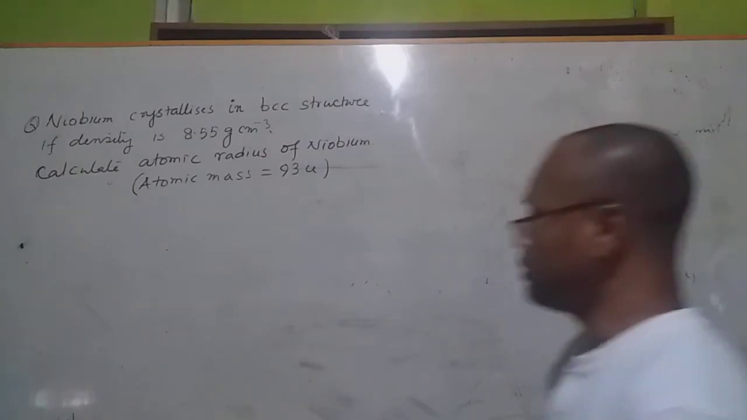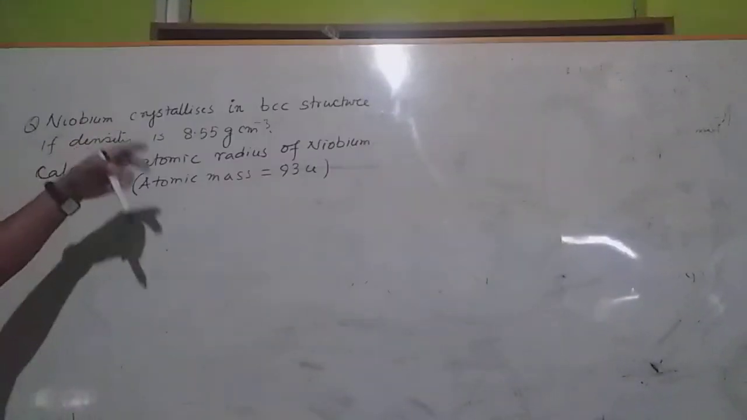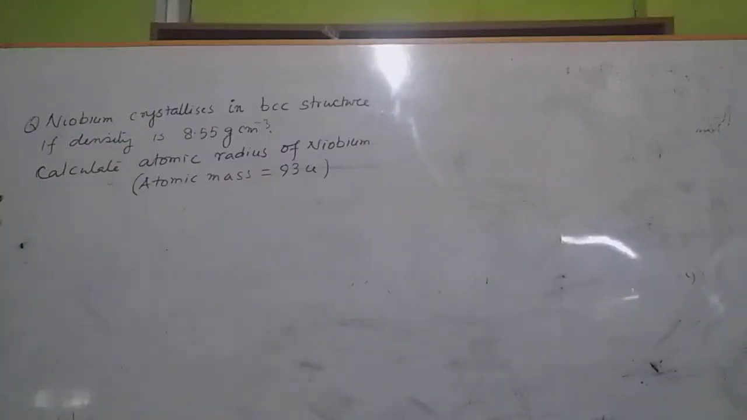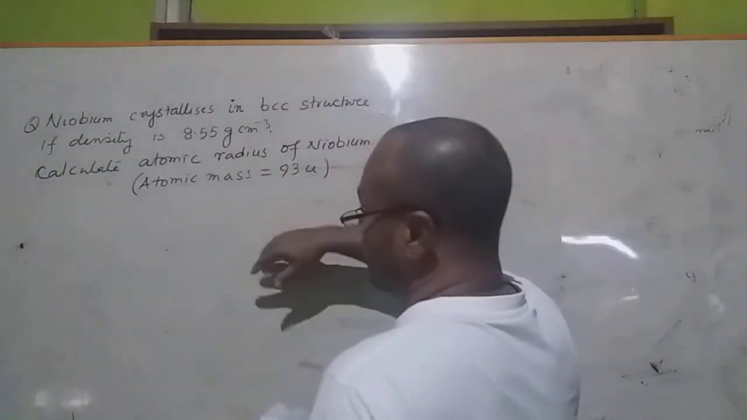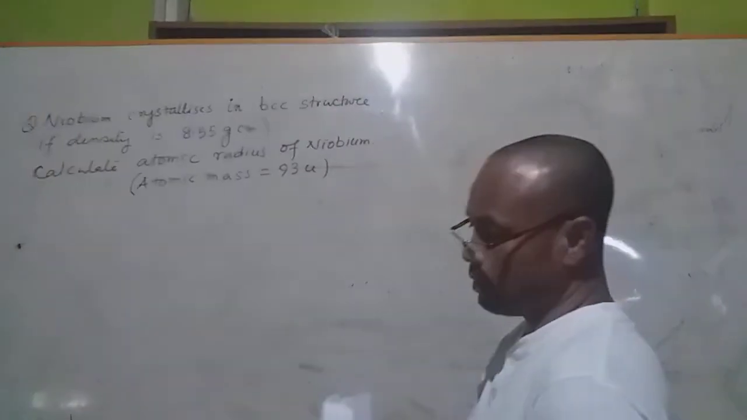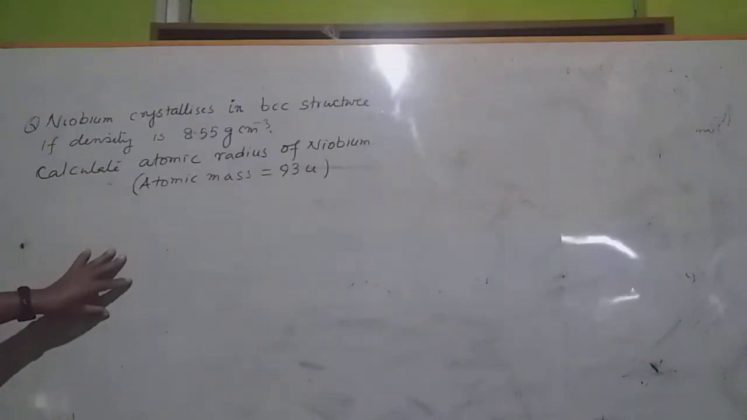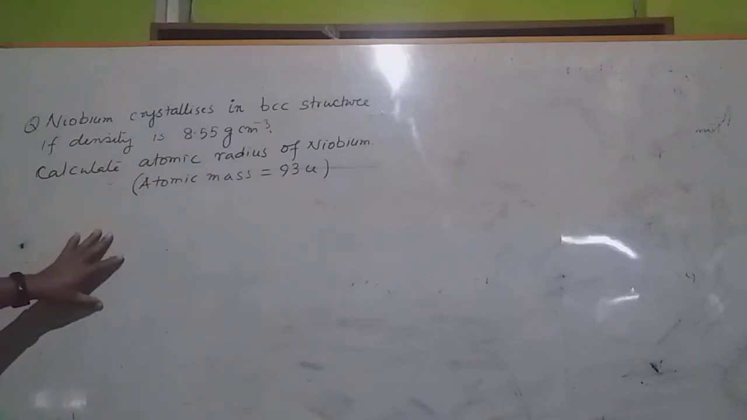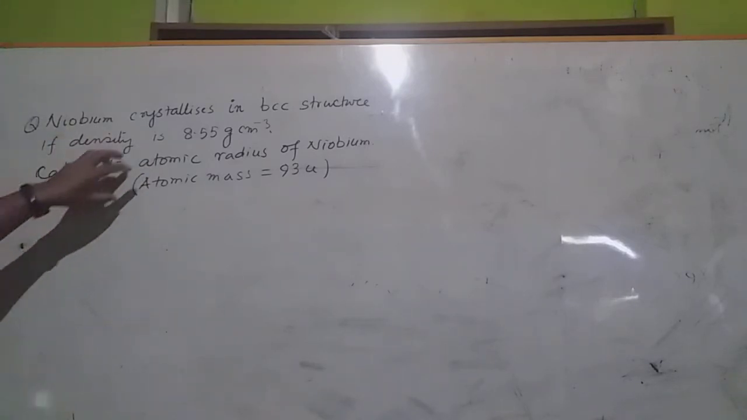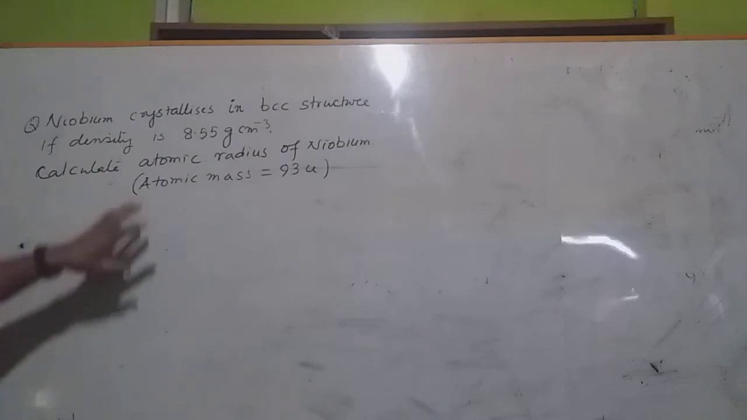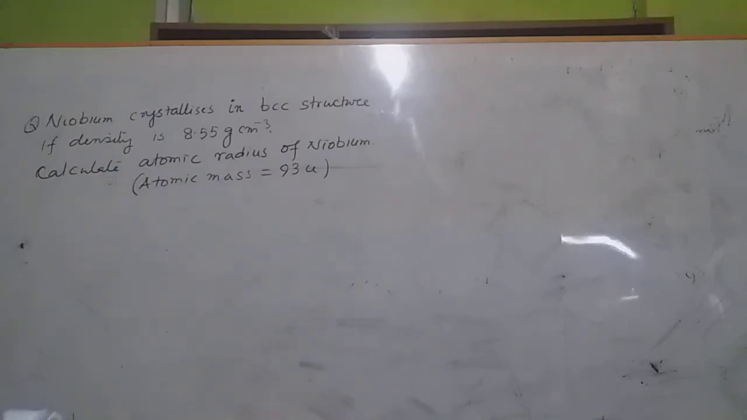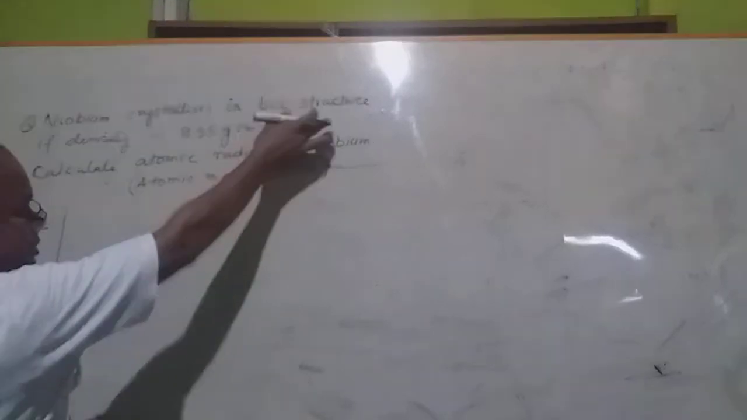Okay, here is another question. The dimension parameters, as we discussed earlier. So the question is: niobium crystallizes in a BCC structure. Density is given here. So the question is how to calculate the atomic radius of niobium. Atomic mass is given here. So how to calculate? I will just give you the first hints. Here niobium crystallizes in a BCC structure.